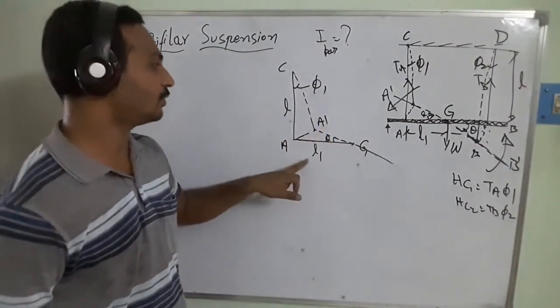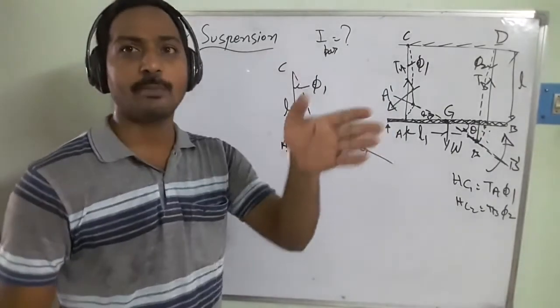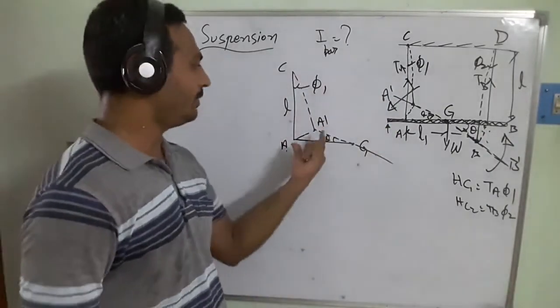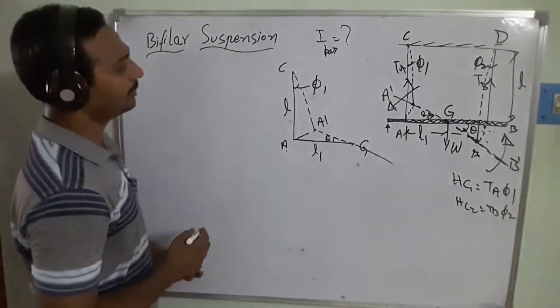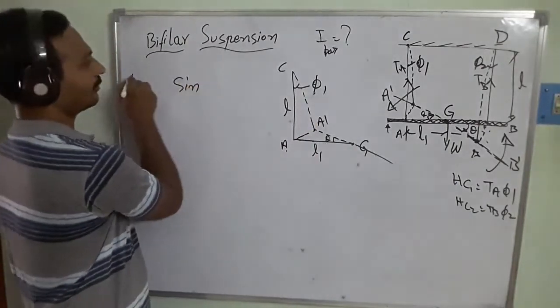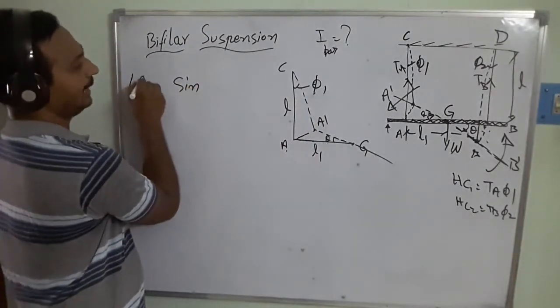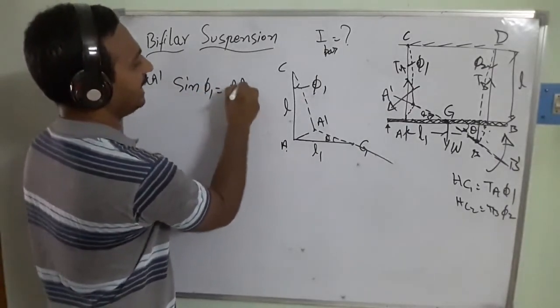In this case also, AG A dash. A dash is going to be the common side for these two triangles. When I have these values, then I can equate. So in this case, what I am going to get is sine phi 1. In this case, the triangle AC A dash. Suppose sine phi 1 is equal to A dash by AC.